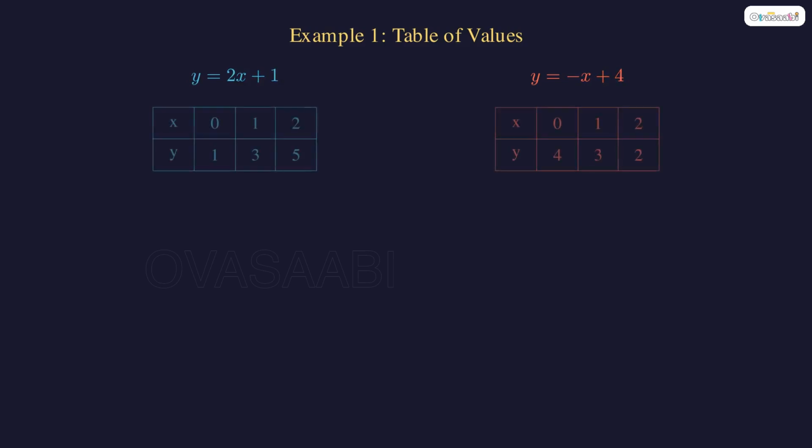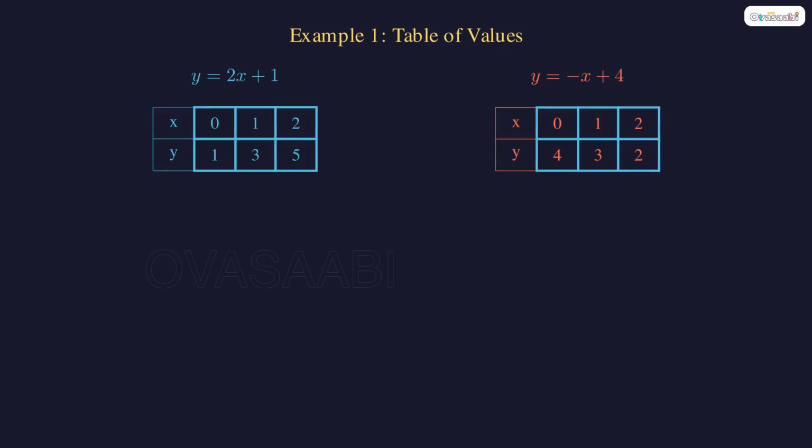Example 1. Solve y equals 2x plus 1 and y equals negative x plus 4. First, make a table of values for each equation. For the first, when x is 0, y is 1. When x is 2, y is 5.